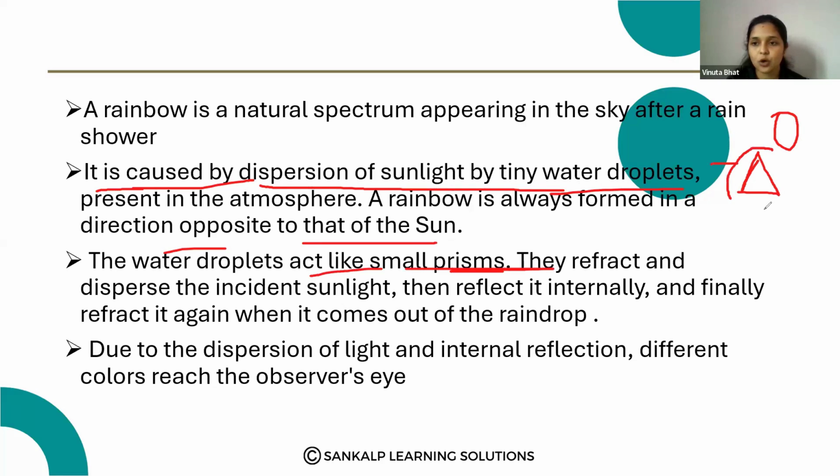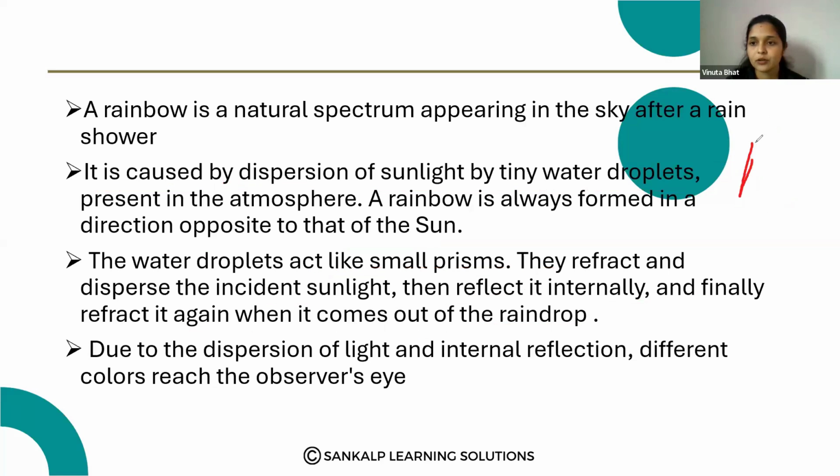Yes, it acts as a small prism where it refracts the dispersed light and the incident sunlight, then reflects internally and finally refracts again when it comes out of the raindrop. So when the light falls on the raindrop, it refracts and disperses the incident sunlight. There is an internal reflection that takes place, then finally it refracts again.